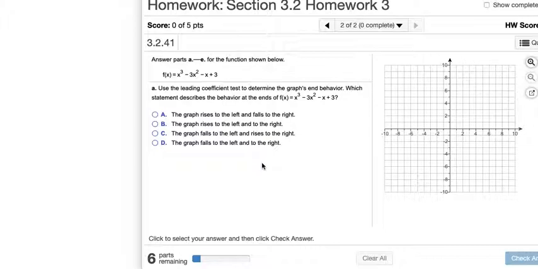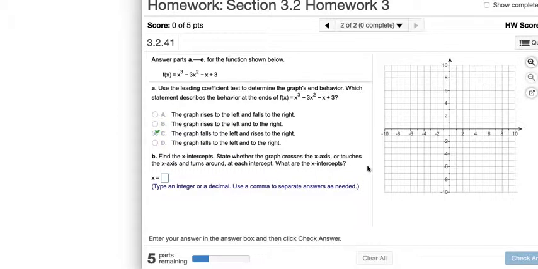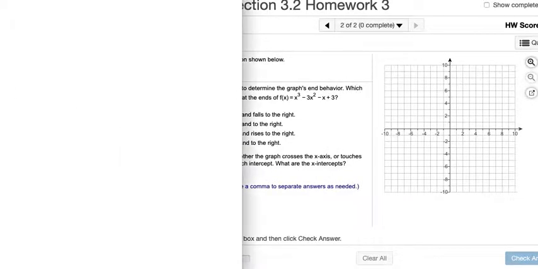So my degree here is 3, which is odd, and my leading coefficient is 1, which is positive. And so that tells me that the graph is going to fall on the left side and rise on the right side. Next, I need to find the x-intercepts. And so this is where I need to set the function equal to 0 and solve.